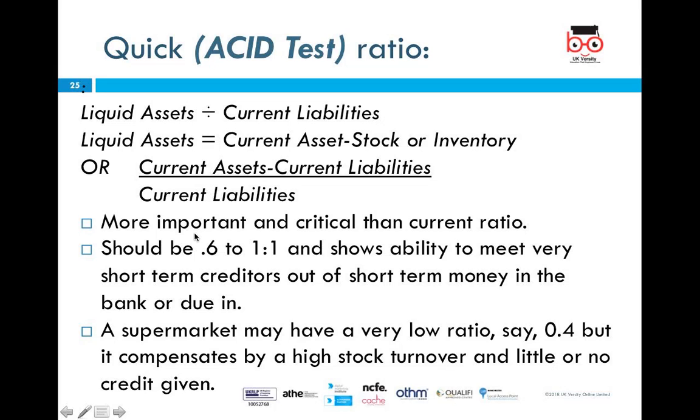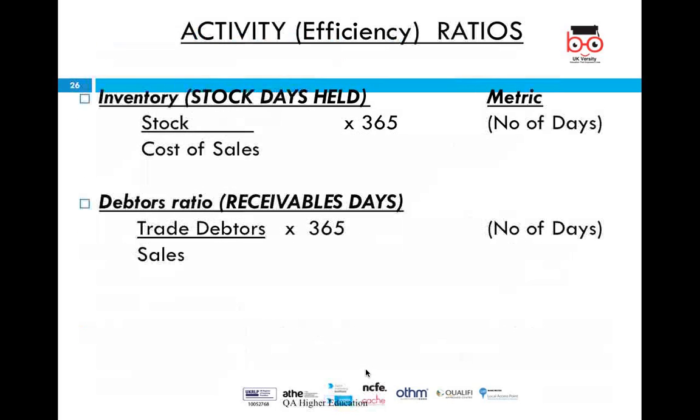This is the quick or acid test ratio calculation, and this is more important and critical if the creditor wants to see how quickly the company can pay its short-term liabilities. It should be 0.6 to 1, and shows the ability to meet very short-term creditors out of short-term money in the bank or due in. For example, a supermarket or grocery may have a very low ratio, say 0.4, but it's compensated by a high stock turnover and little or no credit given. So that's a relative matter: which industry and which company you are doing the ratio calculation for, and how you interpret it on the basis of the size and growth of the business.